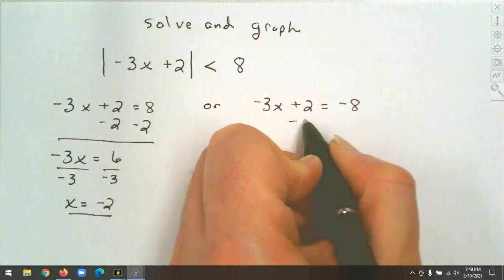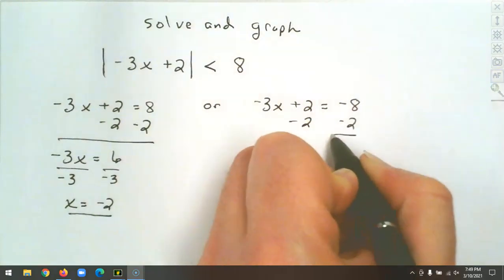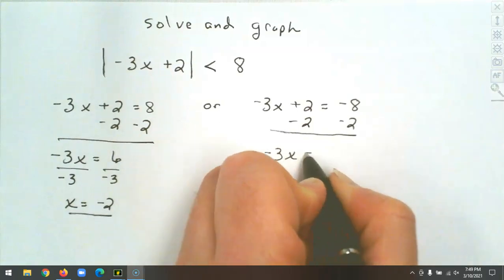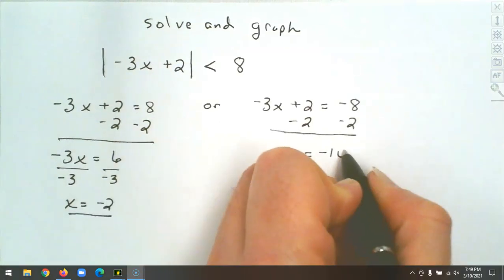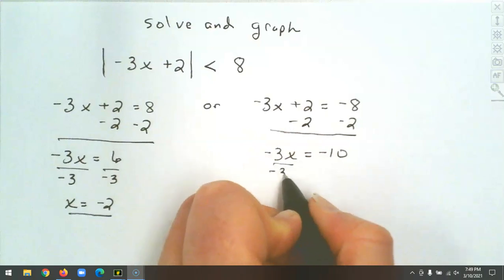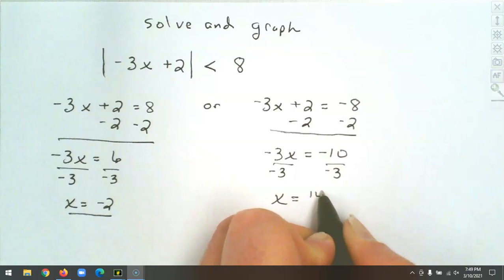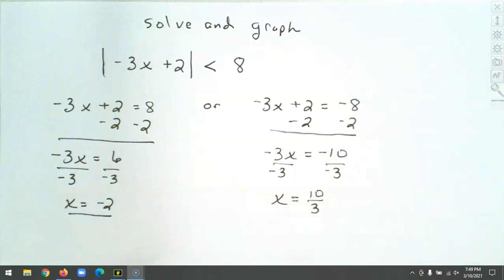Repeating the process, we subtract off the 2 on the other equation. And so we get minus 3x equals minus 10. We'll divide by our negative 3. And that gives us x equals 10 thirds.